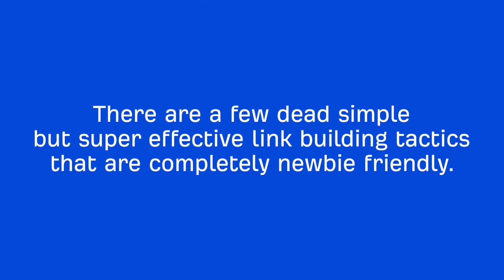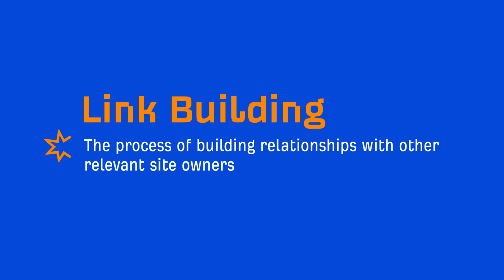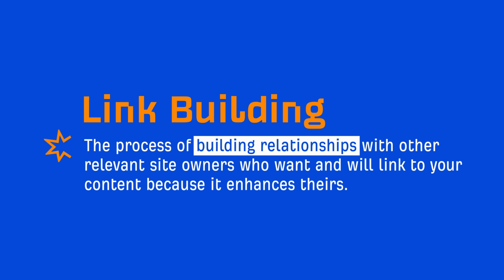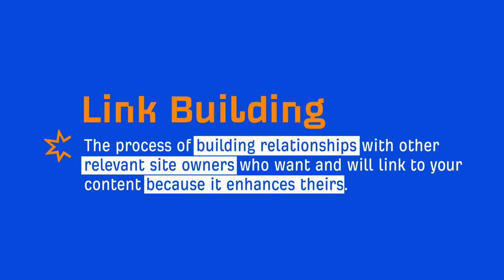But before we can get tactical, let's revisit our definition of link building, because there are 3 main parts in it that will help you with prospecting, vetting, and email outreach. Again, link building is the process of building relationships with other relevant site owners who want and will link to your content because it enhances theirs. Now, I want to highlight the 3 main parts from this definition: relationships, relevance, and a value exchange.